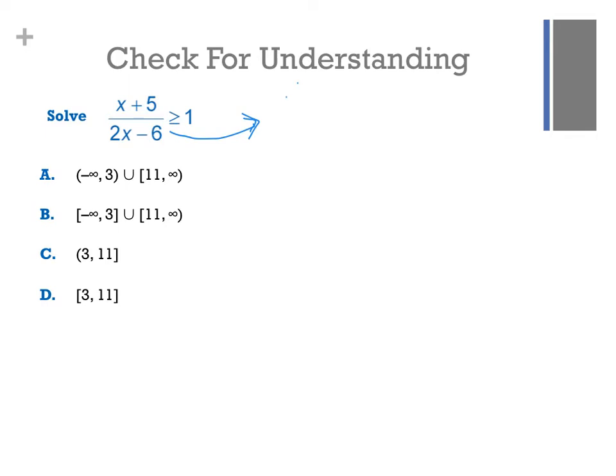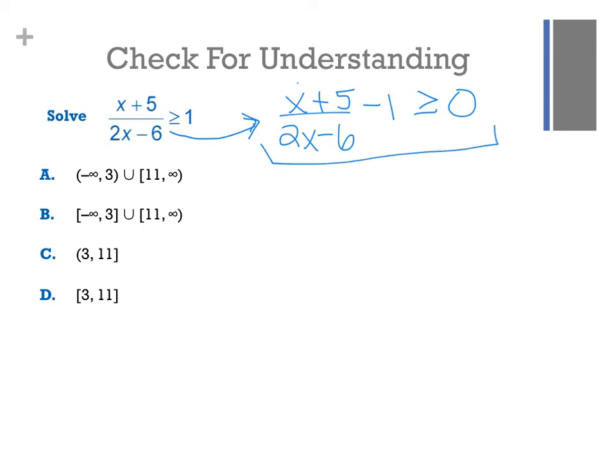So what we're going to want to do is say (x + 5)/(2x - 6) - 1 is greater than or equal to 0. And this is the inequality that you're going to want to solve. So go ahead and get a common denominator, combine your fractions, and then go ahead and graph and solve the inequality. You have 4 choices, A, B, C, or D. So go ahead and work this out and then press submit.